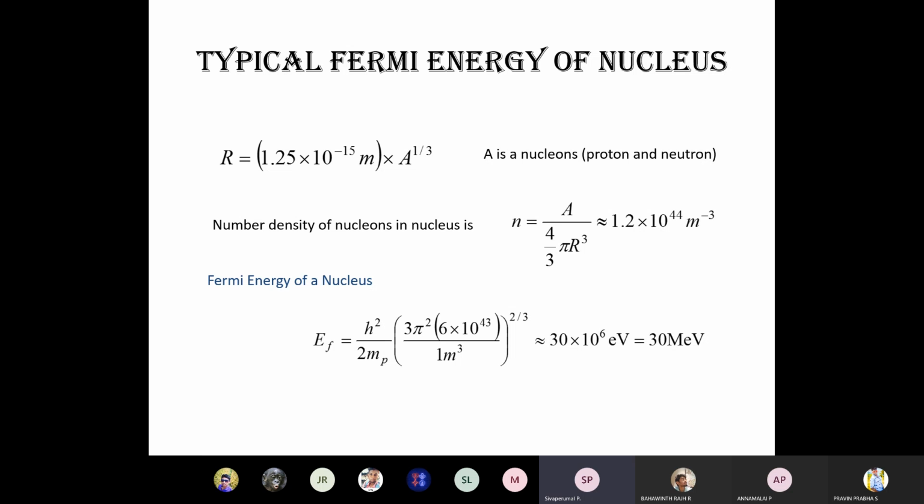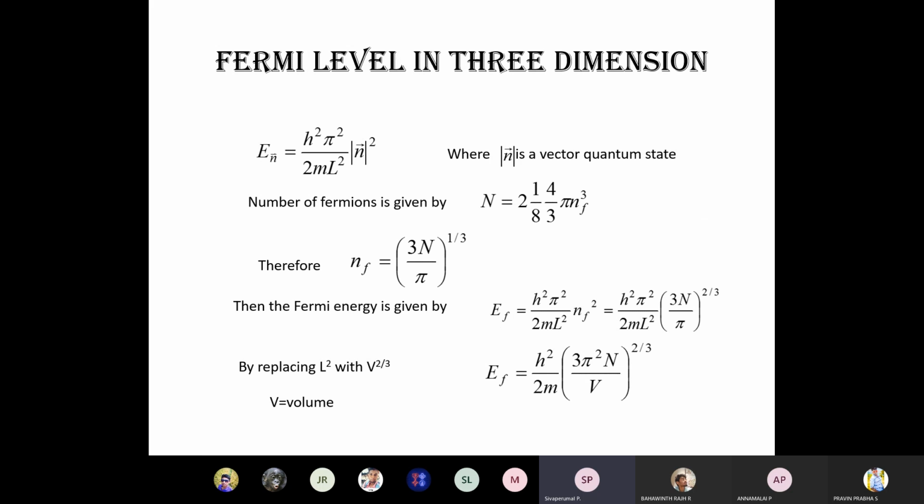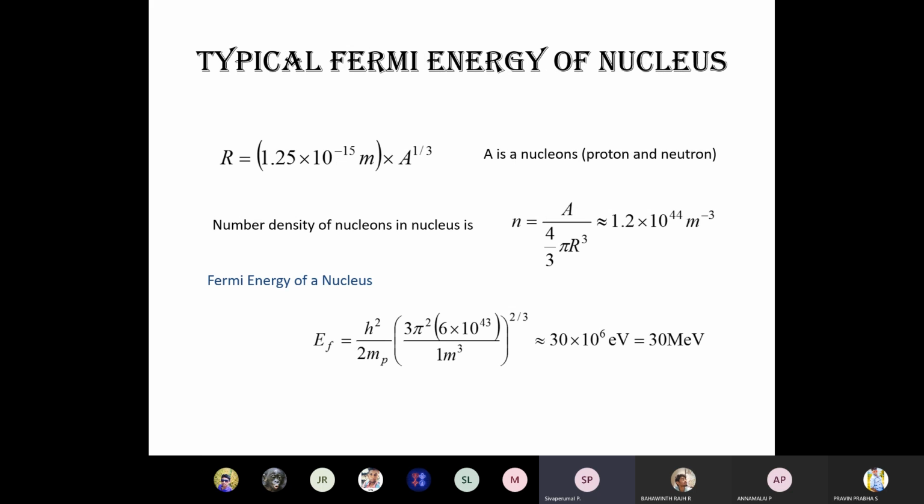So for the energy of the nucleus conditions, we rewrite all the equations and substitute the variables. Finally we get approximate values. Instead of n, you have to replace 1.2 into 10 power 4 in the previous equation. Substituting these values, we get an expression of about 30 into 10 power 6 electron volts. Okay, so this is 30 mega electron volts. This is the expression for the energy level.